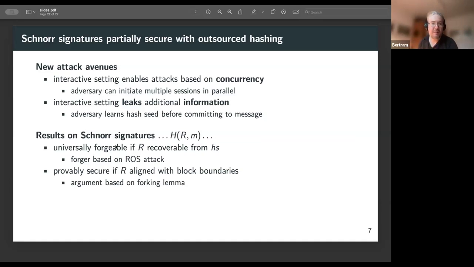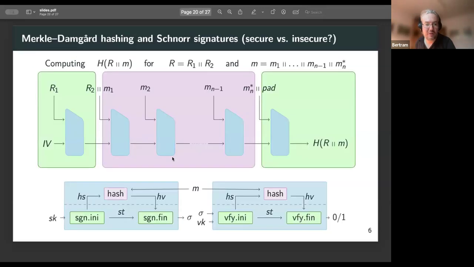And both of these are problems, and they lead to severe forgeability problems. Namely, for Schnorr signatures, we can demonstrate universal forgeability if this R value can be recovered from the hash state. So going back here, if this group element R can be recovered.